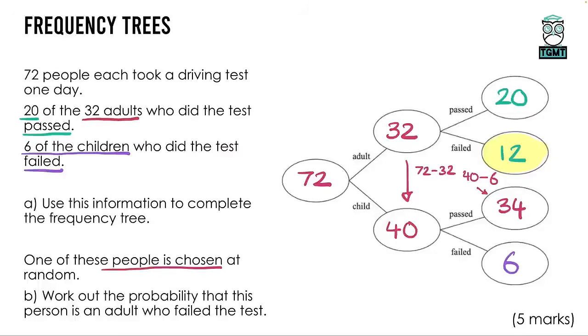Doesn't specify adults or children, so it's out of 72. So there were 12 adults that failed out of the 72 people. And I don't need to simplify that at all. If it changed the language there though, and it said one of the adults is chosen, work out the probability this adult failed, well, it'd be 12 over 32. But it doesn't specify that we're picking from the adults or the children, it just says one of these people is chosen at random, so that would be our probability.